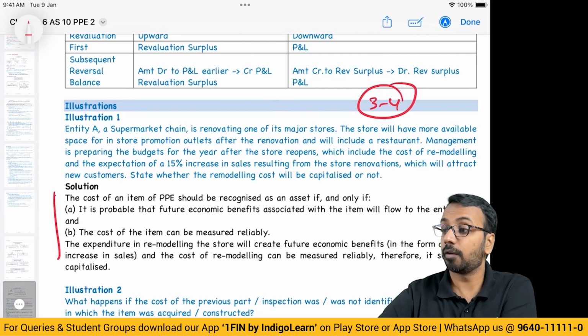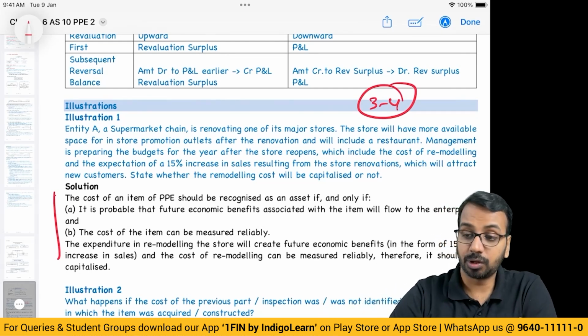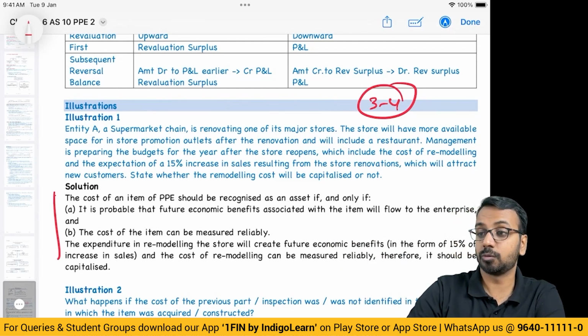Okay, so far, do you have any doubt? Please let me know, yes or no. You can just put it out in the comment section or in the chat box if you are on Zoom.